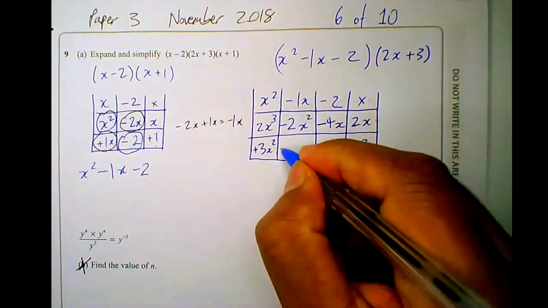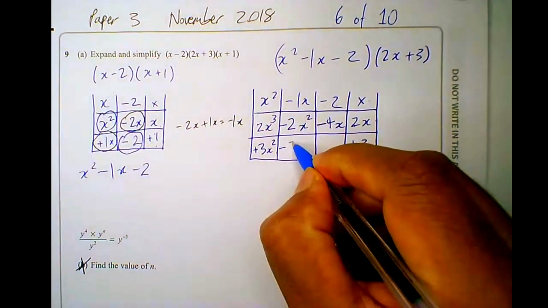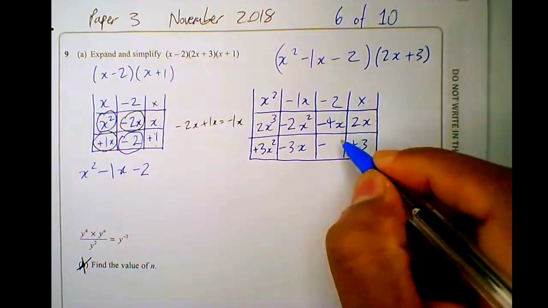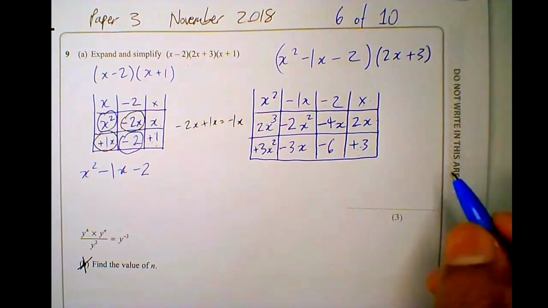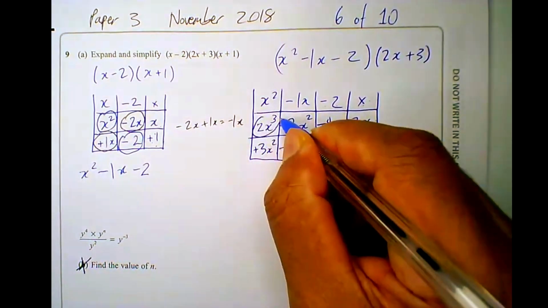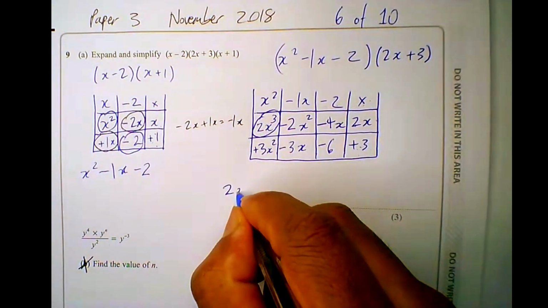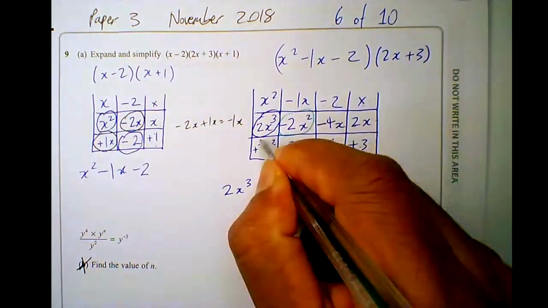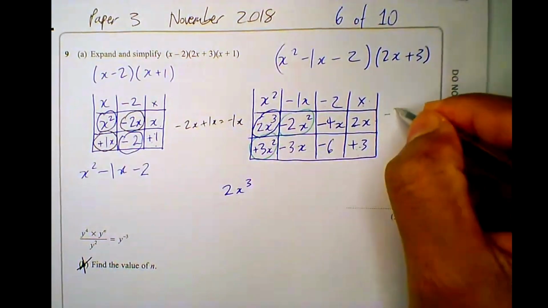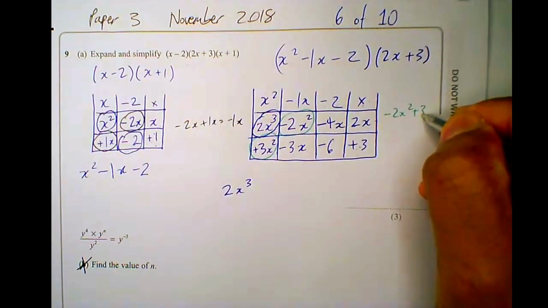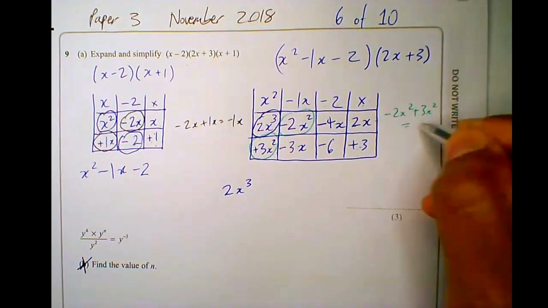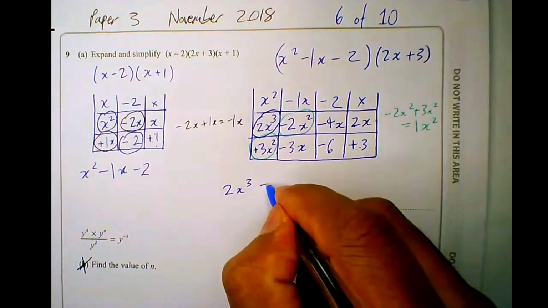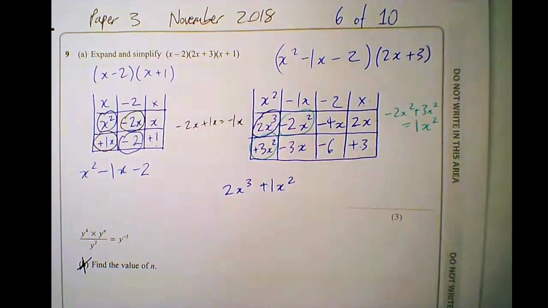Positive and a negative gives me a negative. 3 times 1 is 3x. Positive and a negative gives me a negative. 3 times 2 gives me 6. And so now I look for my like terms. This is just 2x cubed. I've got minus 2x squared plus 3x squared, or 3 take away 2 is 1x squared. So this is just plus 1x squared or x squared.